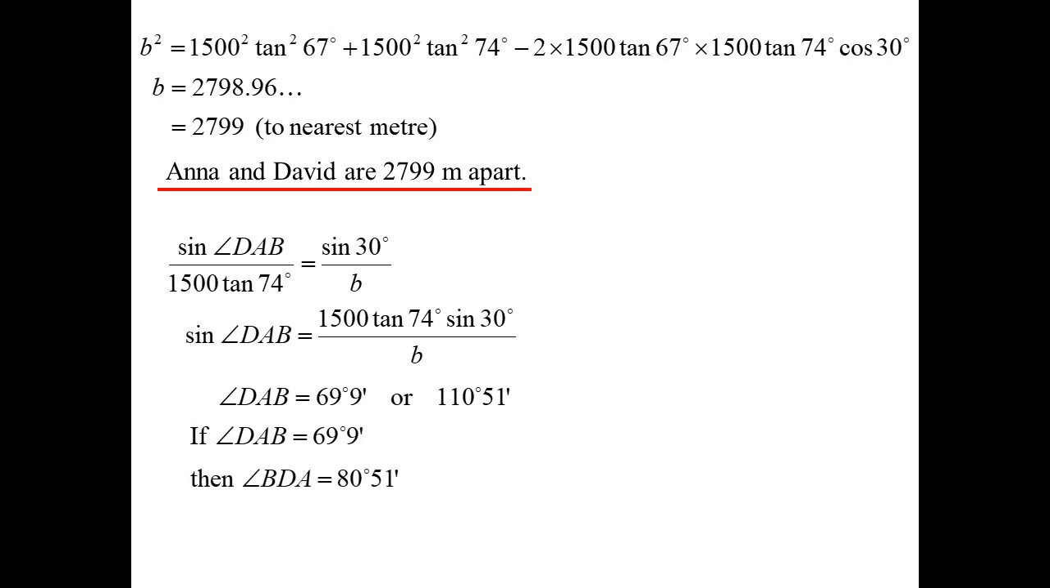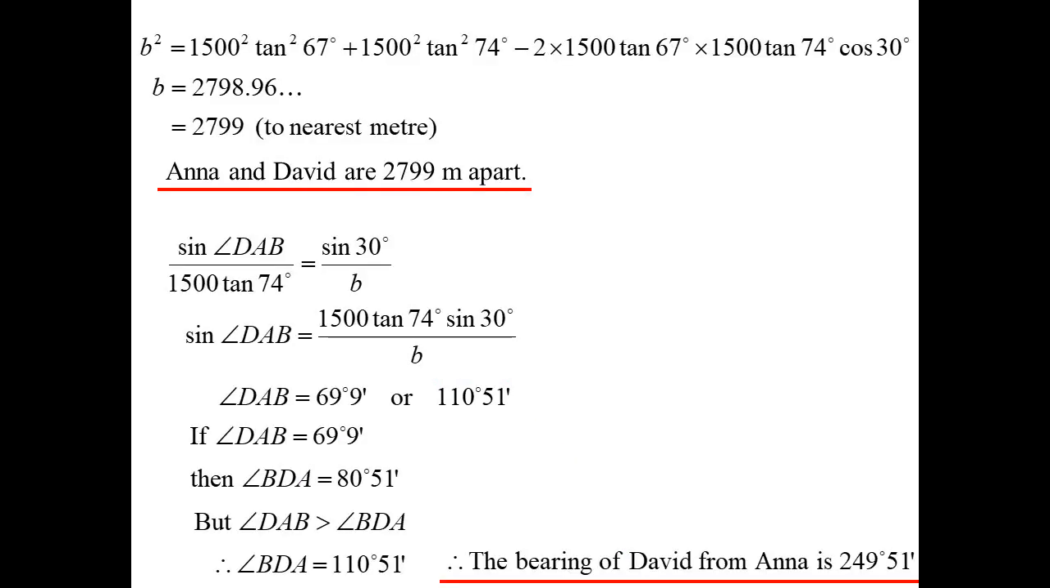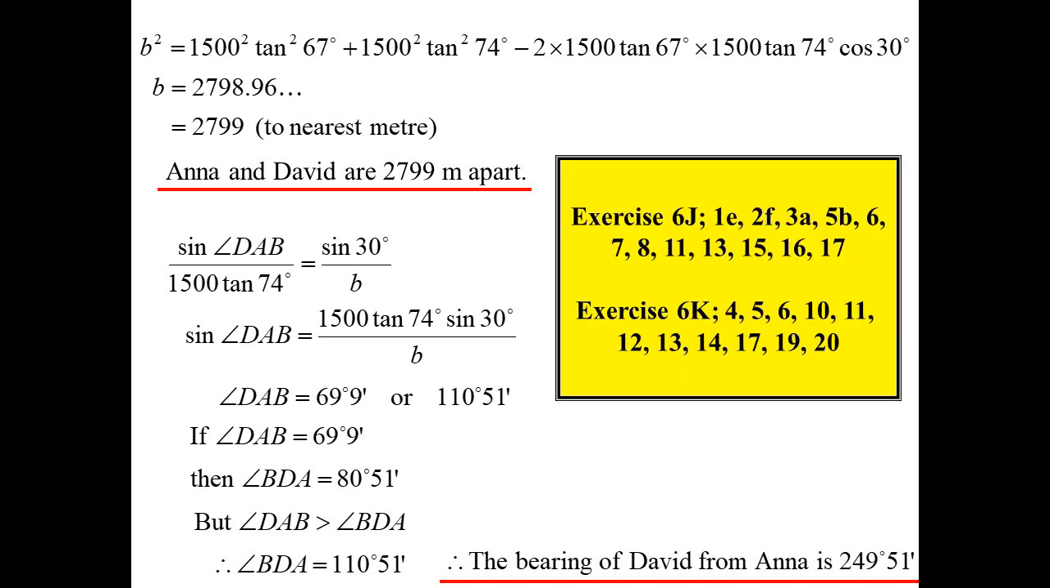110.51. Now, if it is 69 degrees 9, then BDA would end up being 80 degrees 51. Angle sum of a triangle. But hang on, I know DAB has to be bigger than BDA. The largest side must be opposite the largest angle, the smallest side will be opposite the smallest angle. So that's no good. Therefore, it must have been 110.51. Okay, so if that is 110.51, I can add that, 249.51. Okay. That shall do it.